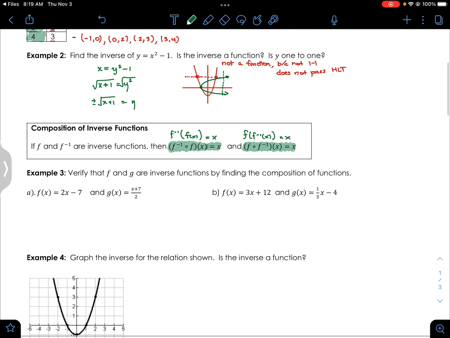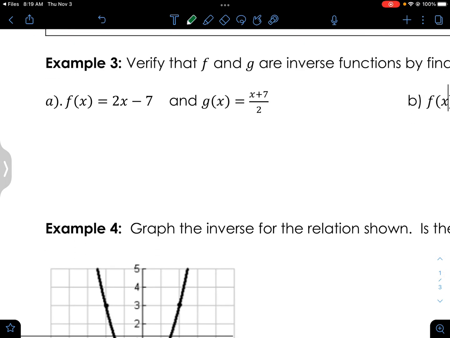And so let's take a look at two examples here. So you'd have f of x is equal to 2x minus 7, g of x is equal to x plus 7 divided by 2. The question is, are these two functions inverses of each other? And so if we look at this, we need to find out if f of g of x, does that equal x?